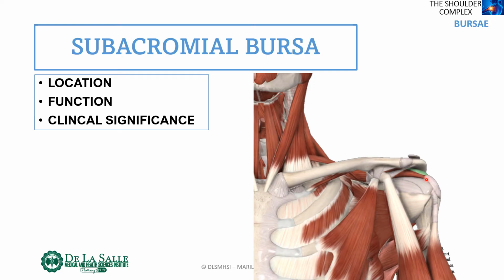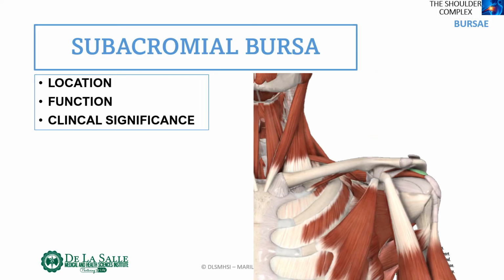For the function, since it's located between the supraspinatus muscle and tendon and the acromion process, it now protects the vulnerable tissues of the supraspinatus muscle and tendon from the rigid undersurface of the acromion every time it contracts or every time it moves. Okay? Next, for the clinical significance, one clinical significance of this one will be correlated to your subacromial impingement syndrome. So you have to study for that as well.